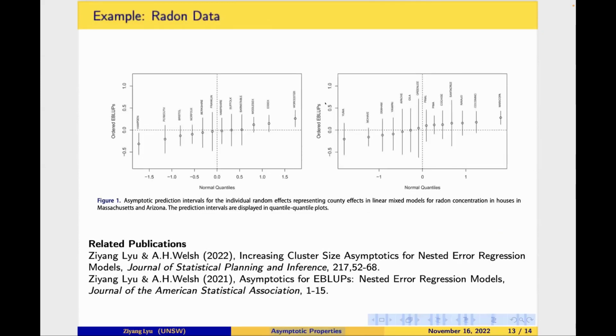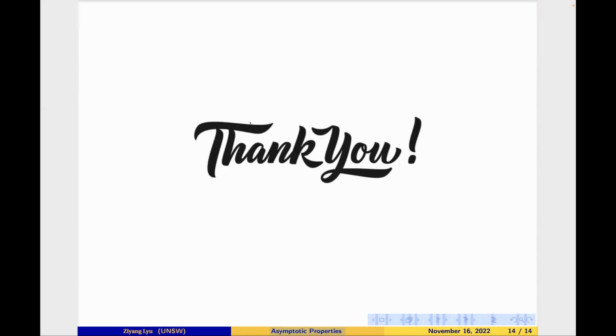And then we just apply to the one random data, and this one is for the asymptotic prediction intervals for the individual random effect representing county vector into area for Massachusetts and Arizona, and the prediction intervals are displayed in the QQ plot here. Look at that one. This one we construct based on our asymptotic distributions of E-BLUP. And this is what I talk about, and all the results are published as two papers in JSPI and the JSA. And that's all I want to talk about.